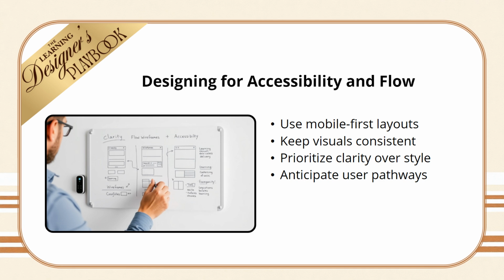Anticipating user pathways means thinking through their steps, challenges, and context. Ask, where will they be when they need this? What device are they using? What distractions might exist? By answering these questions early, your design naturally supports real-world use. The best JIT materials feel invisible. They don't get in the learner's way. They simply deliver what's needed and disappear. Accessibility is not just a convenience, it's a design responsibility.